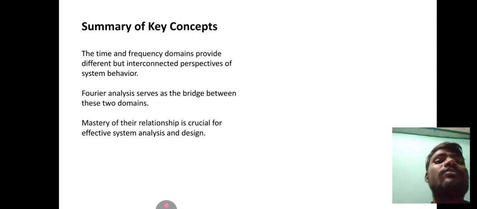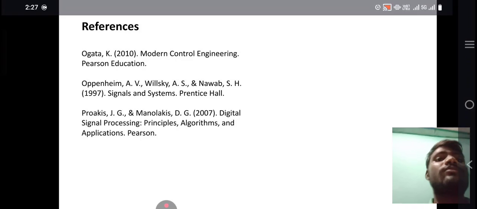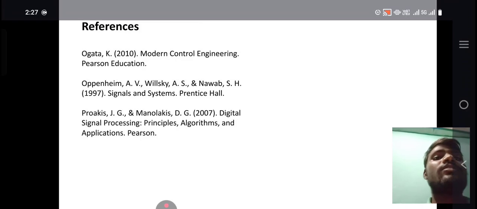Summary of key concepts. The time and frequency domains offer different but interconnected perspectives of system behavior. Fourier analysis serves as the bridge between the two domains. Mastery of their relationship is crucial for effective system analysis.